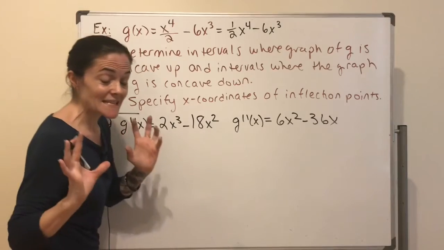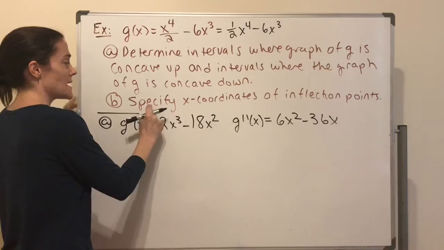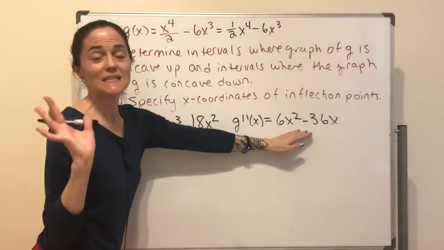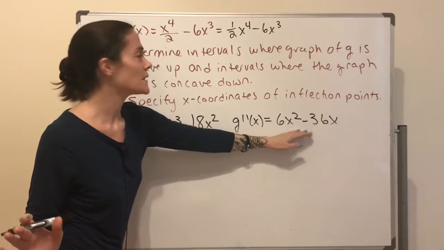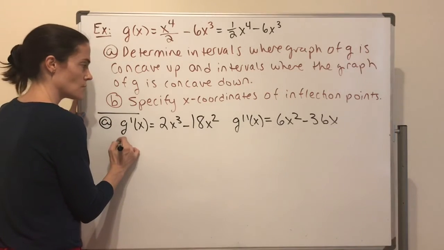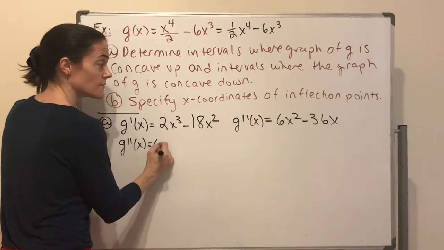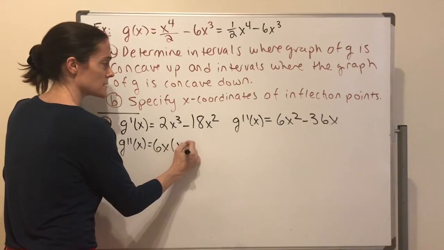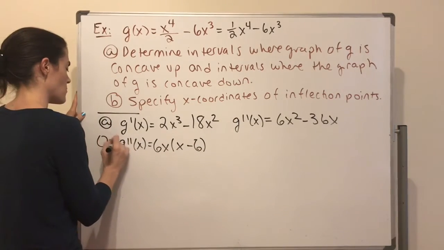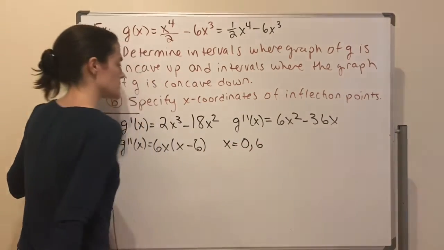I'm going to be setting the second derivative to 0 or looking for places where it does not exist. That's the possible places for inflection points. But this function is defined on the whole real line, which is the domain of this function. So I really need to set this to 0. But first I will factor. I can factor out a 6x, and then I have x minus 6. When I set the second derivative to 0, the only possible solutions are 0 and 6.